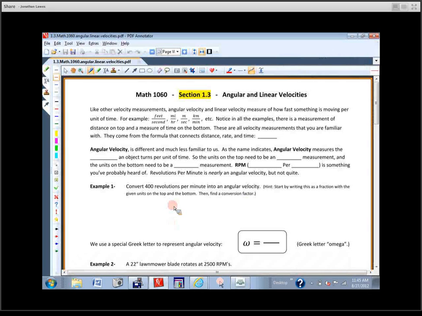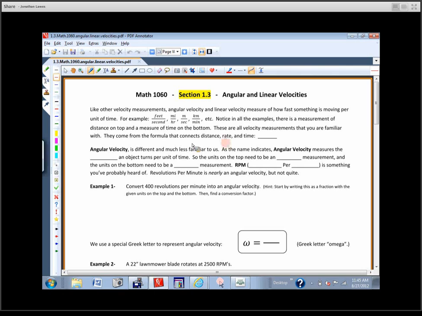Okay, all right. So if we're talking about a velocity, usually we're measuring a distance or something like that per unit of time. So you would recognize these as velocities: feet per second, miles per hour, meters per second, kilometers per minute. Any of those is a velocity. In every single one of those, we've got a distance on the top and a unit of time on the bottom. So those are all very familiar.